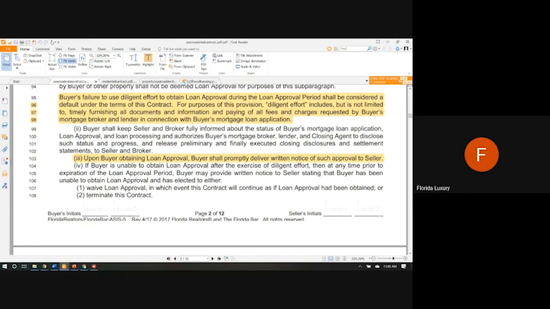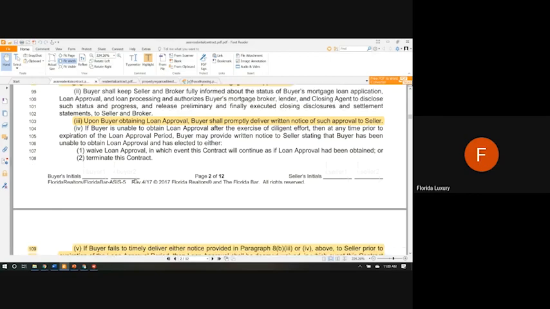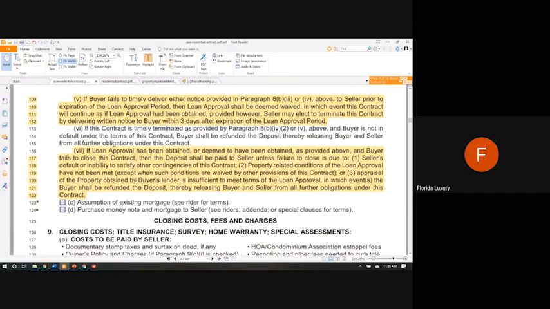Why this is important is, on the next page, if the buyer fails to deliver written notice to the seller, then the loan approval is deemed waived, in which case the contract will continue as if loan approval had been obtained. However, and this is a big old however, the seller may elect to terminate this contract by delivering written notice to the buyer within 3 days after the expiration of the loan approval period.